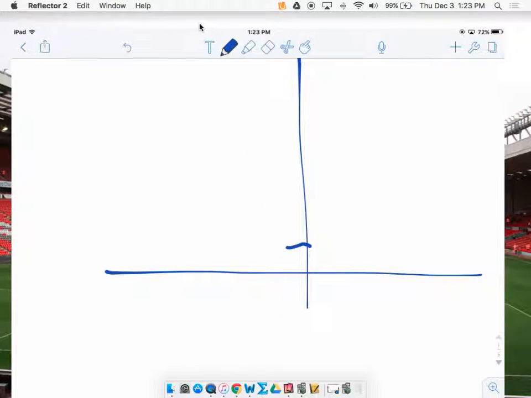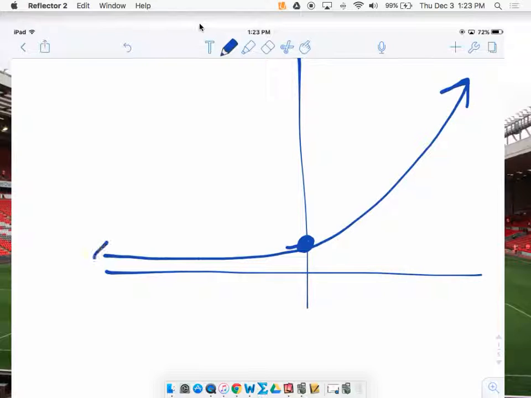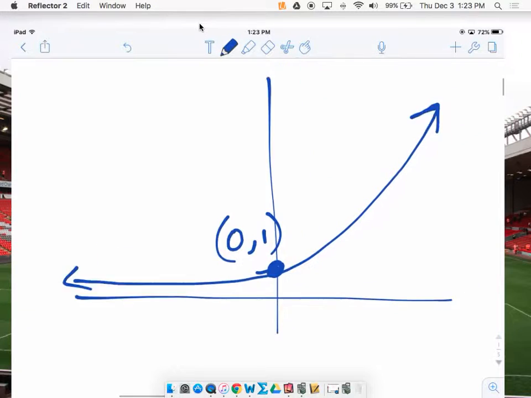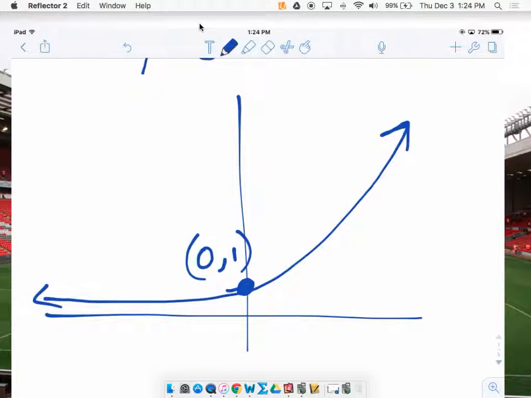What's this point right here, Mike? 0, 1. All right, so that is e to the x, right? So we want to figure out what its derivative is. All right, so do you guys have your calculators?